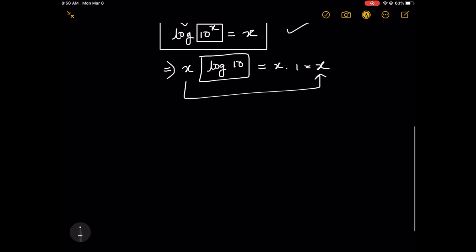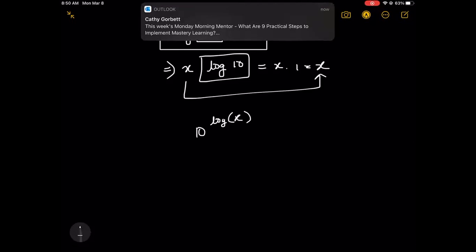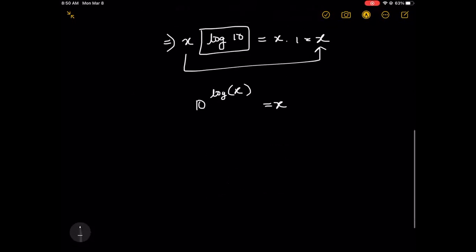Similarly, same goes for this as well. 10 to the power of log x can be written as x. So I want you guys to remember these properties. This will not be given in your exam. You just need to remember these four properties.